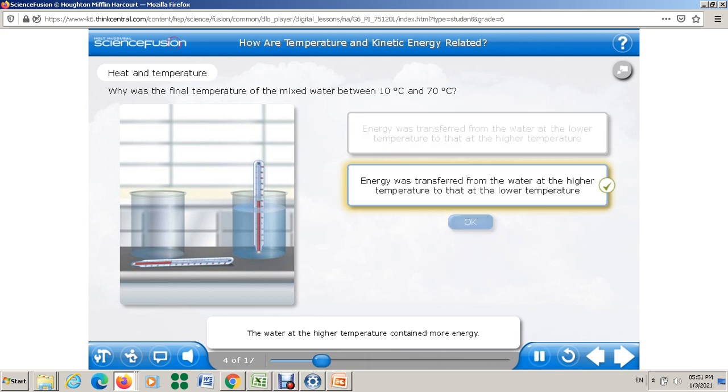The water at the higher temperature contained more energy. Energy in the form of heat is transferred from objects at higher temperatures to those at lower temperatures. So, when the water samples were mixed, some energy was transferred from the hotter water molecules to the colder water molecules until all molecules had roughly similar amounts of energy.